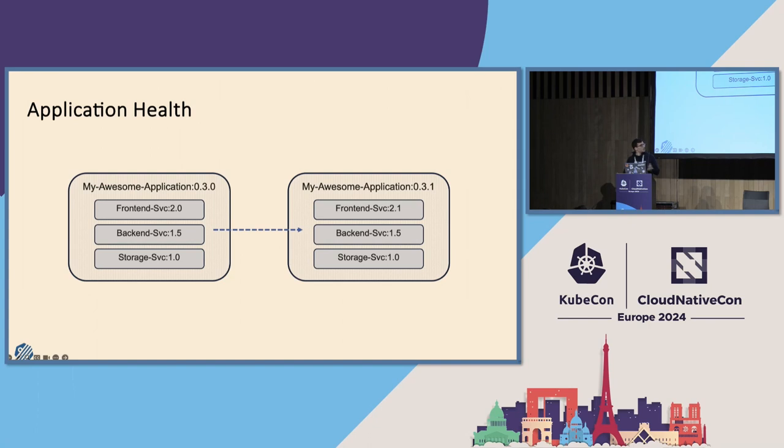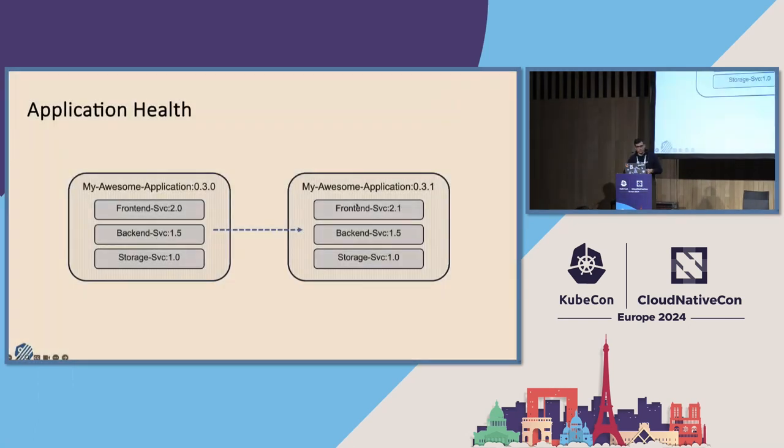So let's set the stage for a small demo here. I have my awesome application, 0.3.0, comprised of three different microservices. I have a front-end, back-end, and a storage layer. And now I want to deploy the new version, where my awesome application, 0.3.1, just bumps the version of the front-end. And I want to make sure that this deployment works well, there are no issues, and my application is healthy. That means my response time has a good value.